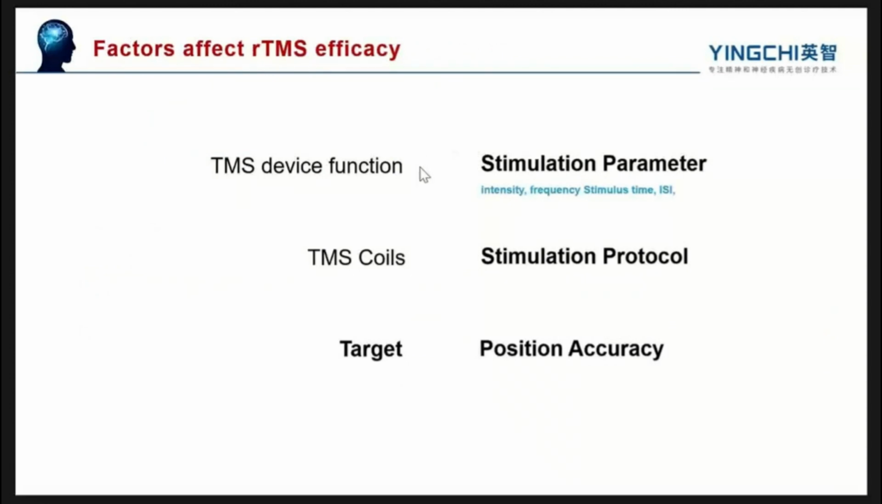And there are many factors that we should pay attention to when using rTMS to treat different diseases in our clinical practice. The first is the TMS device function and the TMS coils. This is a very essential condition. And next is the technique we choose to treat patients. And also, stimulation parameters are very important. And there are some new stimulation protocols that try to improve the rTMS efficacy. And the position accuracy of the target is also very important to influence the efficacy of rTMS.